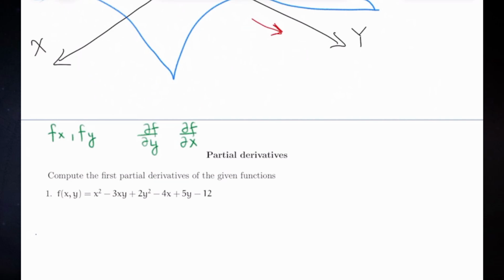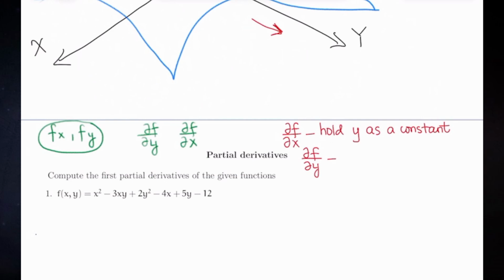I prefer to use this one. And you can choose whichever option you would like. All right. So let me make a note here. If I were to compute df dx, I'm going to hold y as a constant. And if I were to compute df dy, now y is the variable. I'm going to hold x as a constant. All right, let's go ahead and do some examples.